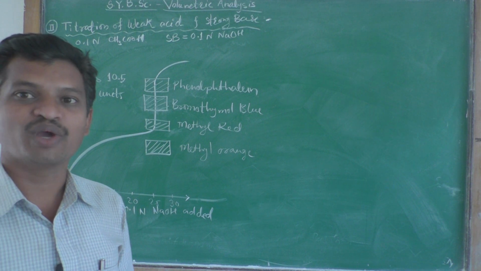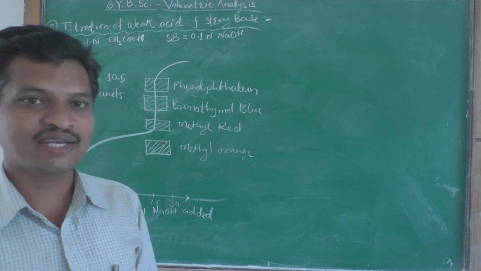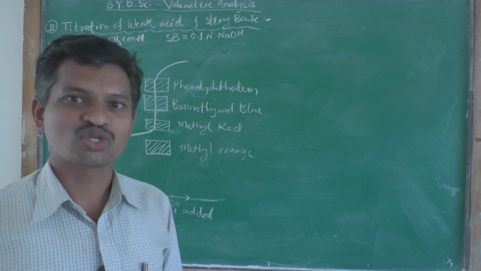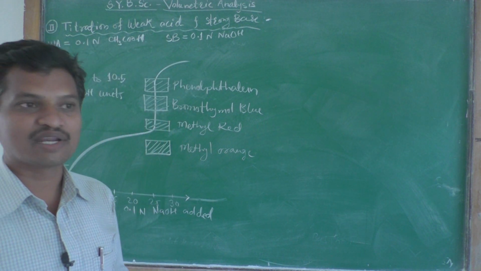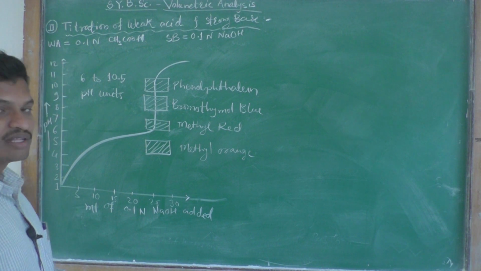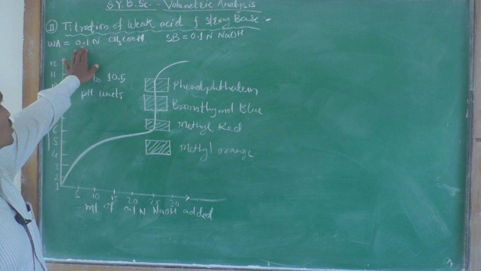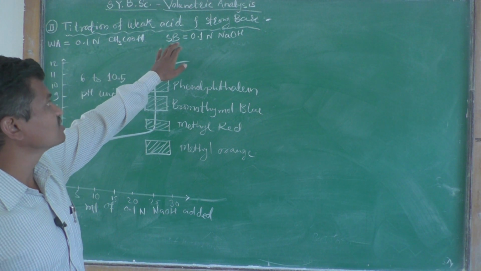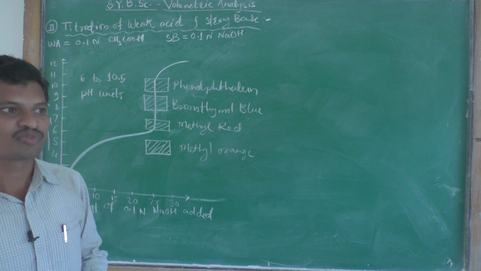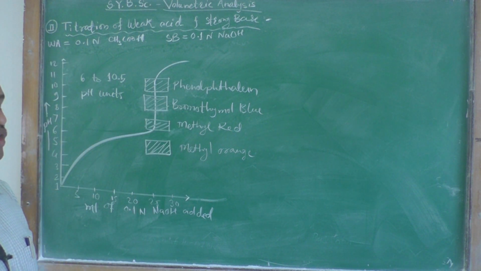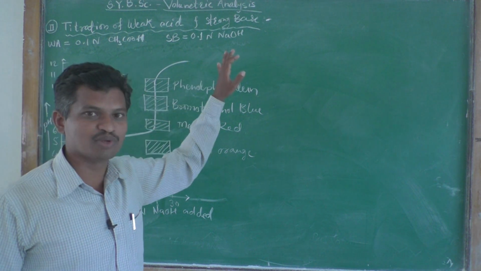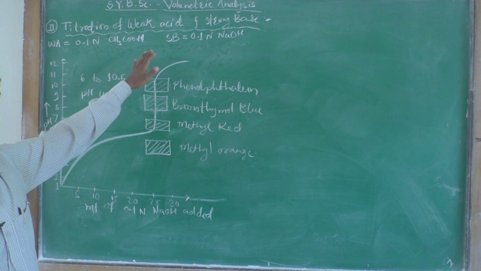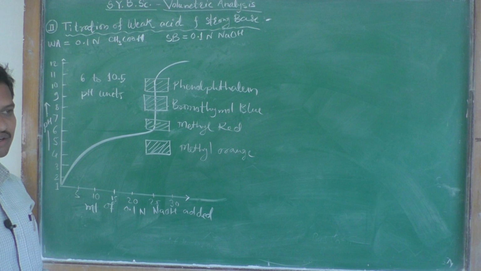In this video we are going to see the second titration, that is titration of weak acid and strong base, from the volumetric analysis. Here the weak acid taken is 0.1 normal acetic acid and the strong base taken is 0.1 normal NaOH. Here again the sodium hydroxide solution is taken in the burette, so that's why it is the titrant, and 0.1 normal acetic acid is the titer.